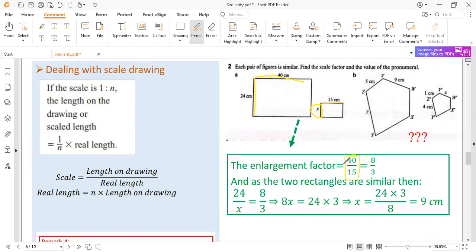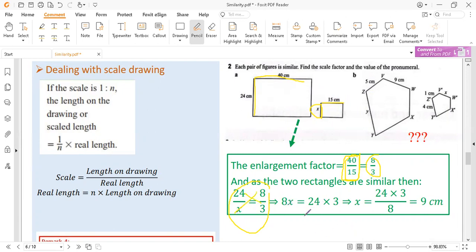40 over 15 is the scale factor, in fact. So normally it is 8 over 3. If the scale factor is 8 over 3, we can say that 24 over 4 is equal to 8 over 3, and we can use cross multiplication: 8 by x equal to 24 by 3.